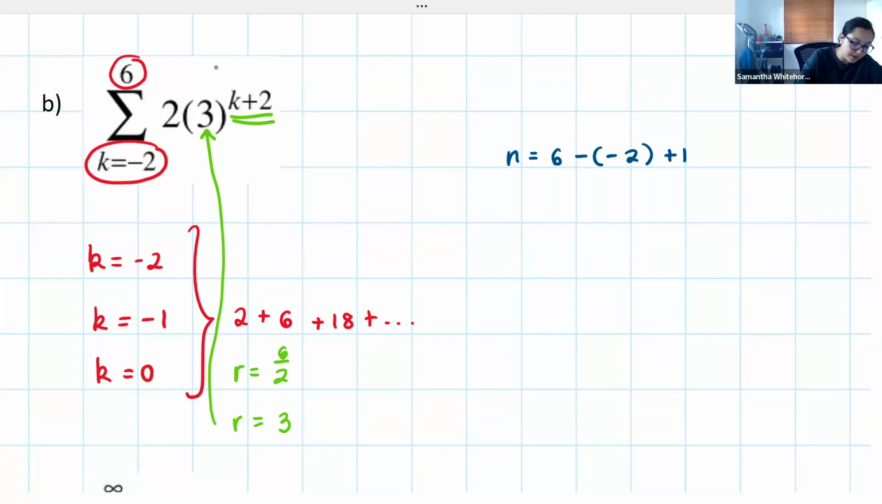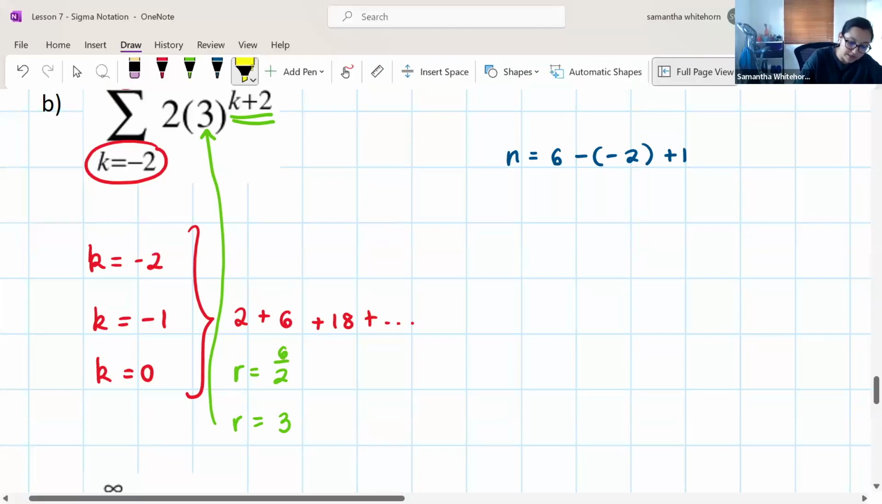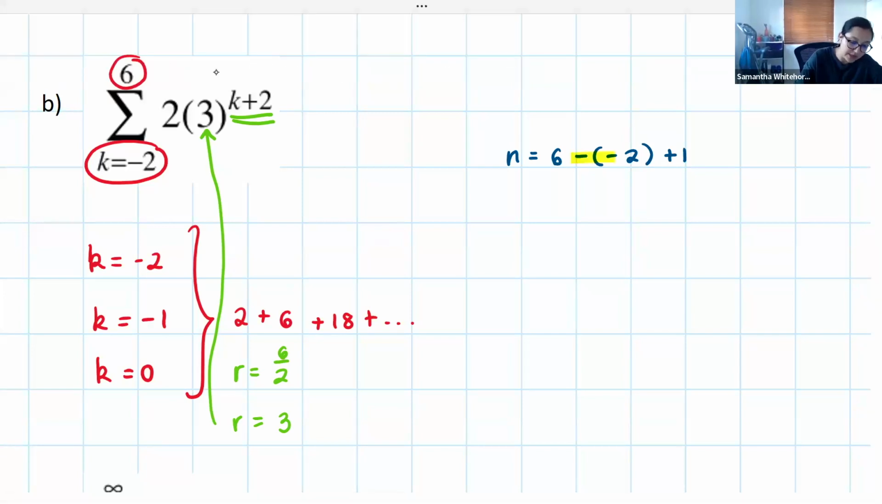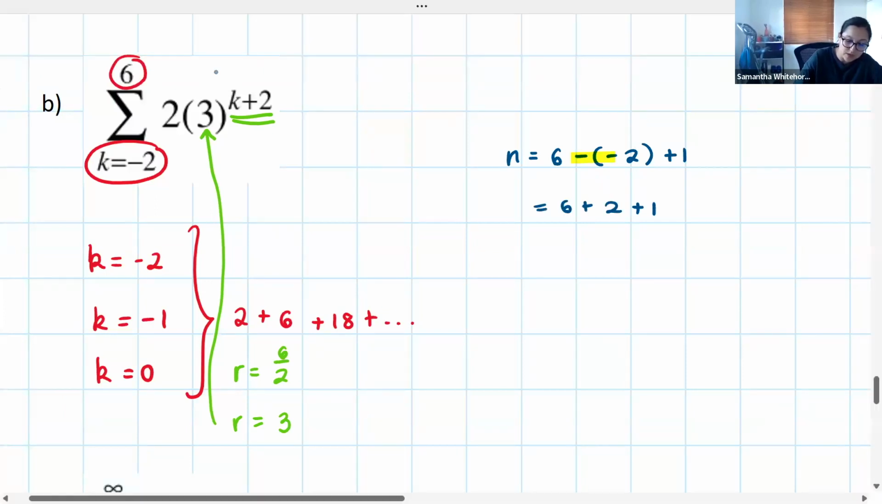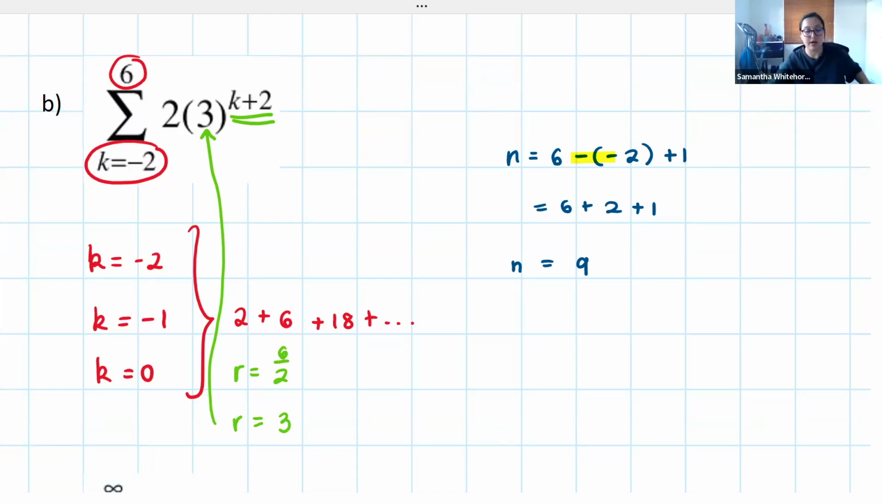Now, grade 12s, remember, when you've got this negative situation, you are actually adding. So we have 6 plus 2 plus 1, which gives us 9 terms that we are adding. Makes sense, right? We're going from a -2 all the way up to 6, so it should be more than 6 terms that I'm adding. And now we can go and find our sum.